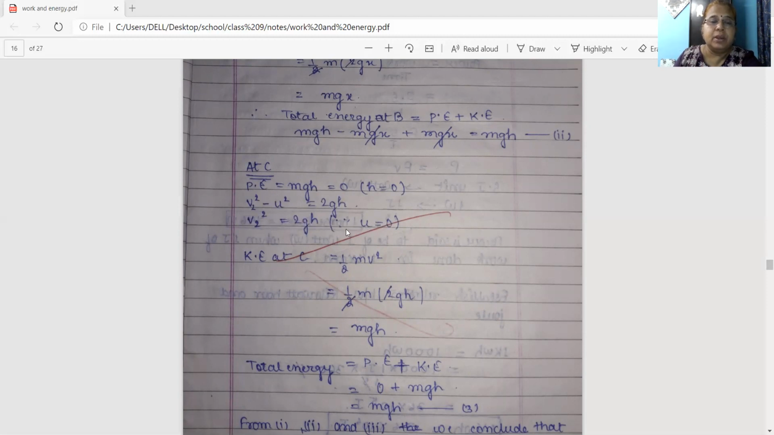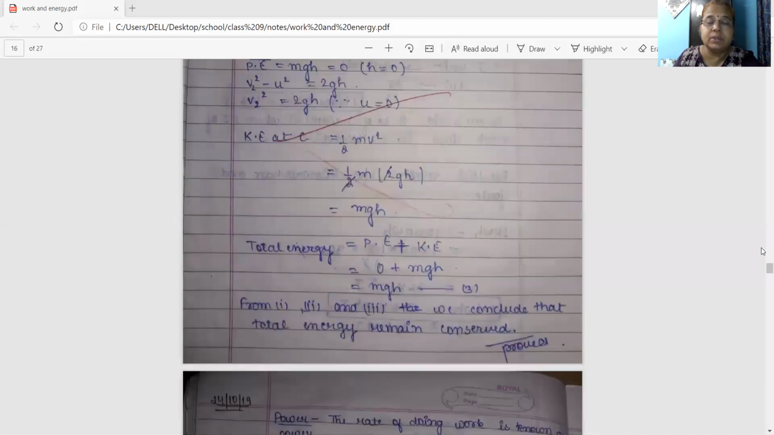Since u is 0, kinetic energy at C is equal to half m v2 square. In place of v2 square, you can write 2gh. The 2 will get cancelled. This is equal to mgh. Now total energy is equal to potential plus kinetic energy. Potential energy is 0. Kinetic energy is mgh. So total energy will be mgh.